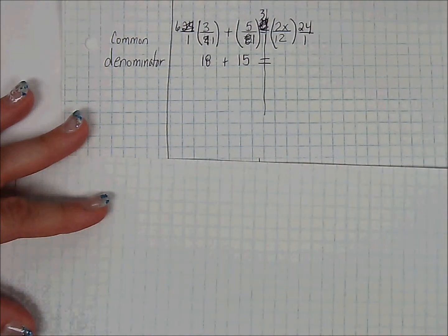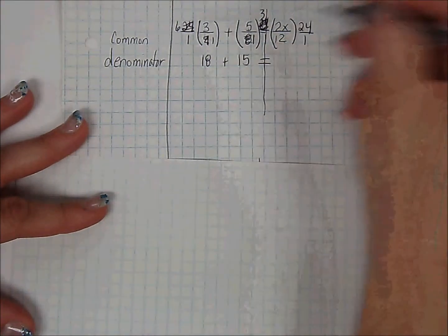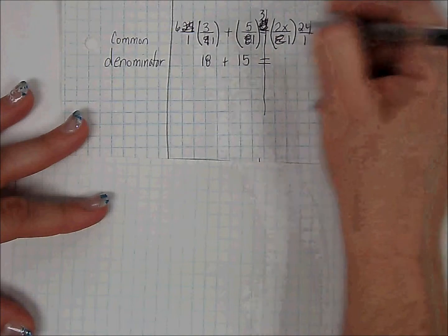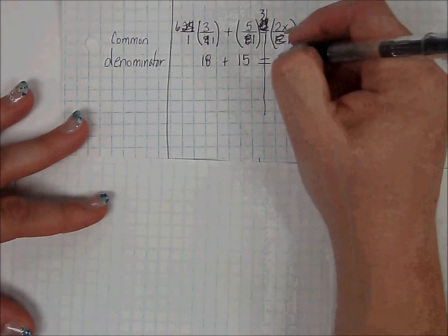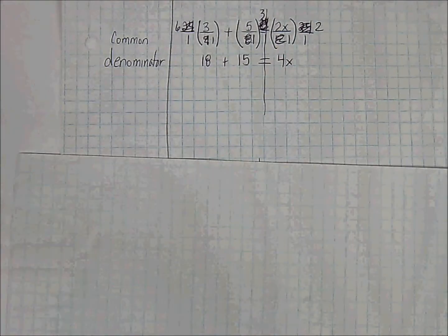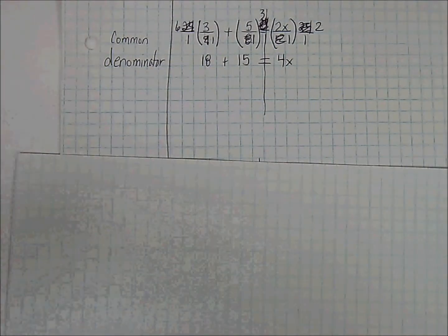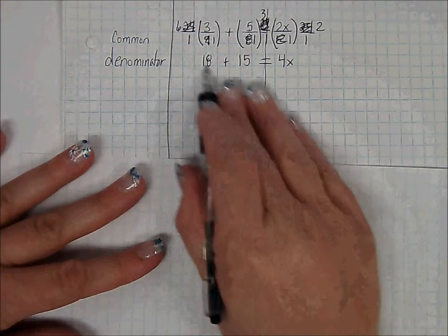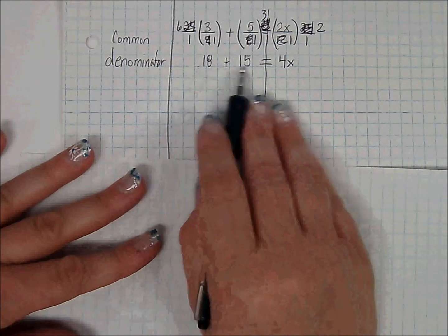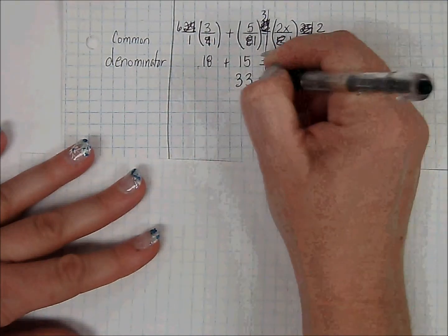Second fraction's done. Here we have 24 on the top, 12 on the bottom. 12 divided by 12 is 1. 24 divided by 12 is 2. So I have 2 times 2x is 4x. And now there's no fractions to deal with, and we have the same problem because we multiplied everything by the common denominator. So we can do the simple stuff here on this side. 18 plus 15, which is 33.